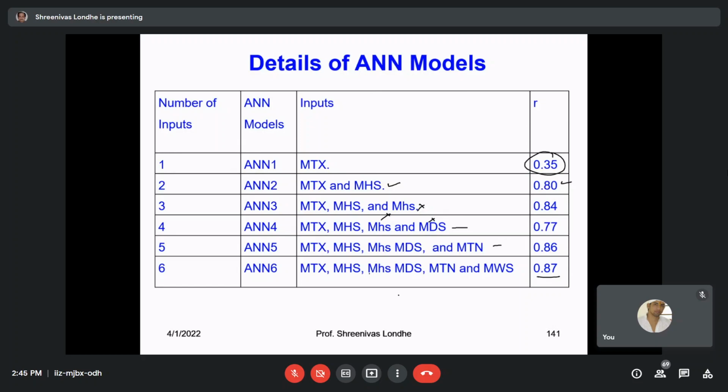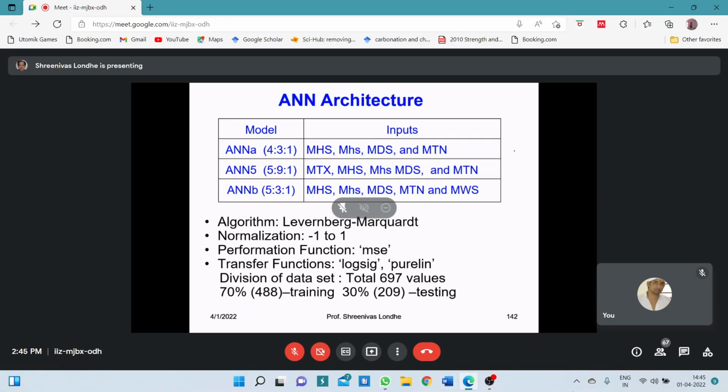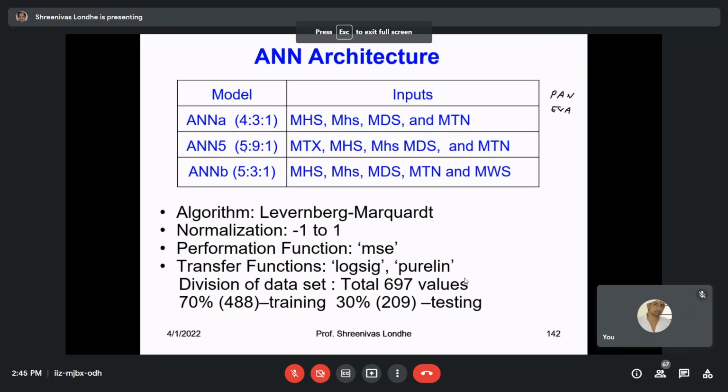Okay, then we went further and did some more permutations and combinations, and as you can see here, the final models were MHS, MDS, and MTN. In all the cases, our output is pan evaporation. Remember that. This is a 5 input model. This is again a 5 input model. Hidden neurons are 3. Here hidden neurons are 9.